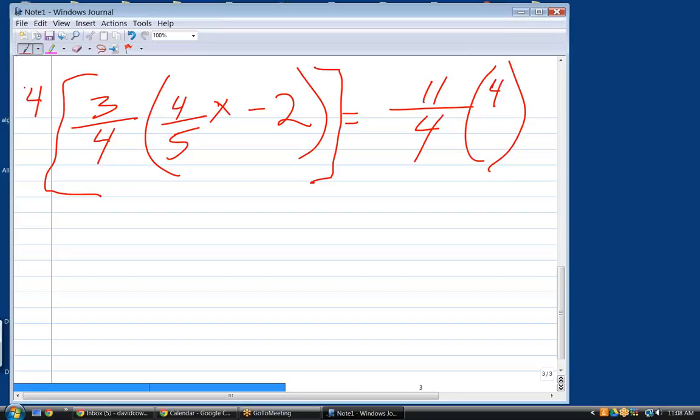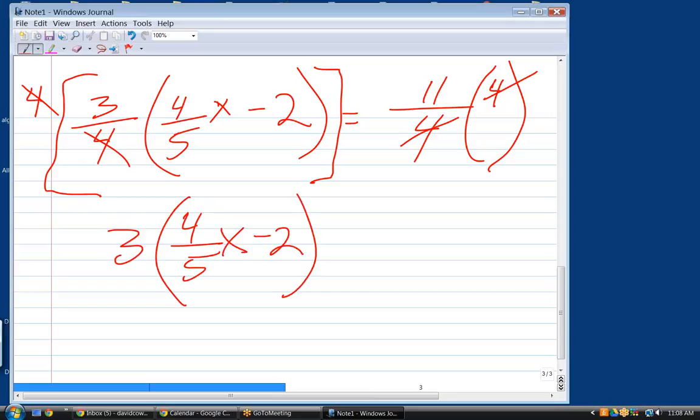Notice how that gets rid of the 4. That 4 cancels with that 4. This 4 cancels with that 4. So now I've simplified it tremendously. I now have 3 times (4/5 x minus 2) equals 11. A lot simpler, right?